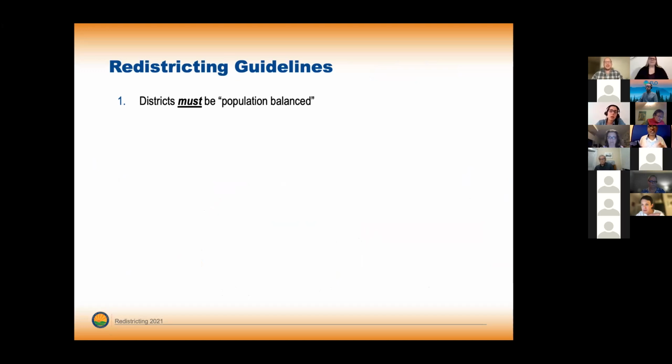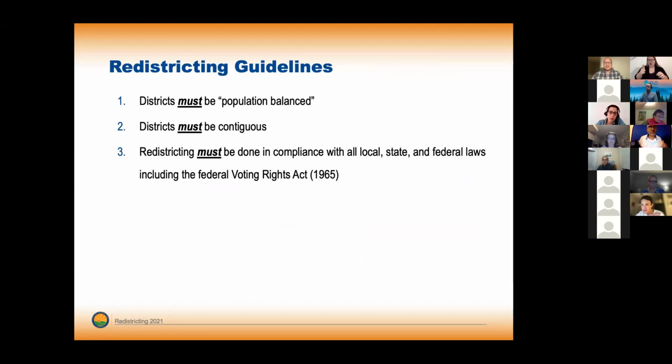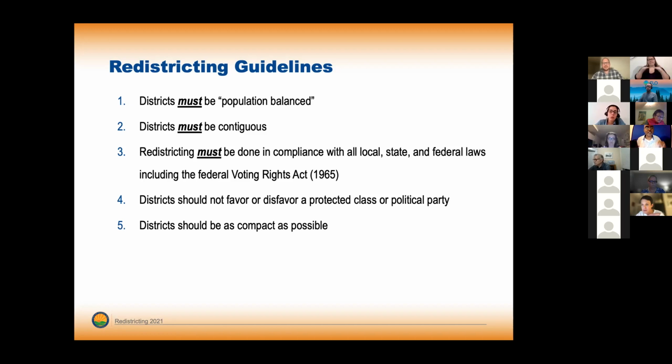So when we think about redistricting, the first is that districts must be population balanced. The second is that they must be contiguous. We'll talk more about that definition in a moment. It must be done in compliance with all local, state, and federal laws, including the Voting Rights Act of 1965. Districts or wards should not favor or disfavor a protected class or political party. Districts should be as compact as possible.